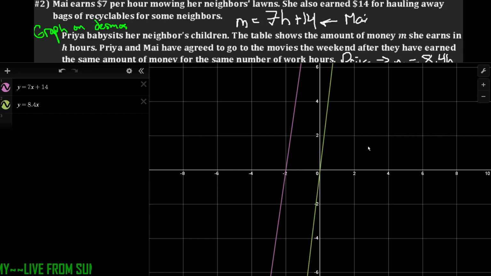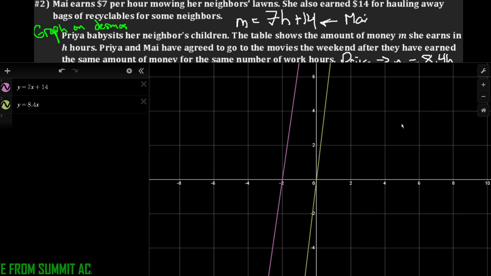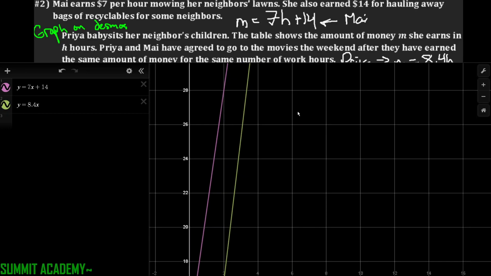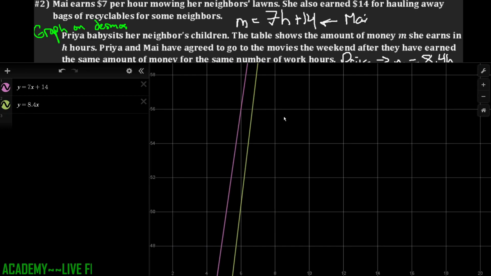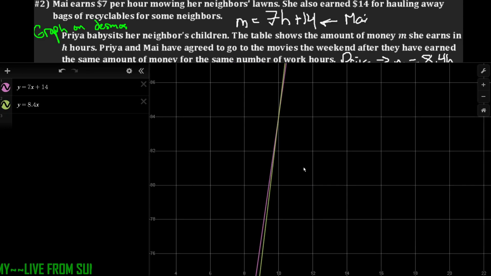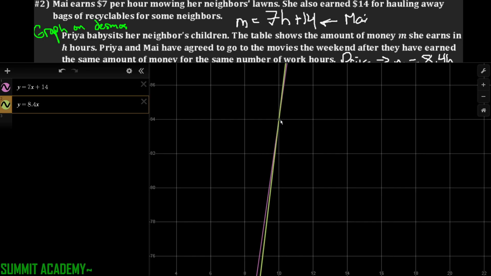Now that I have my graph set out, it's asking how many hours they have to work before they go to the movies. Well, they're looking for the same amount of money and the same number of hours worked. So all I have to do is find where they are equal. Notice how they intersect, and you can click and drag to find that point on your two lines. Wherever they cross is where they are equal. And so they're equal at the point 10, 84.